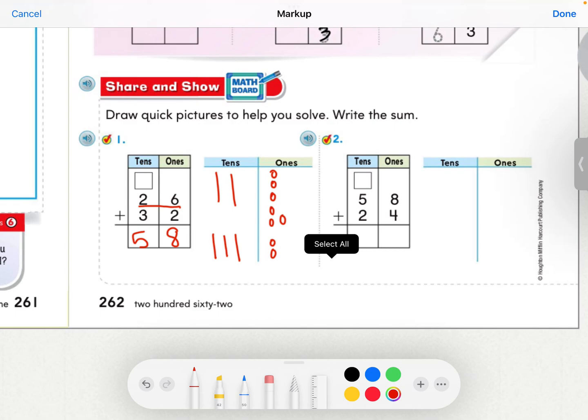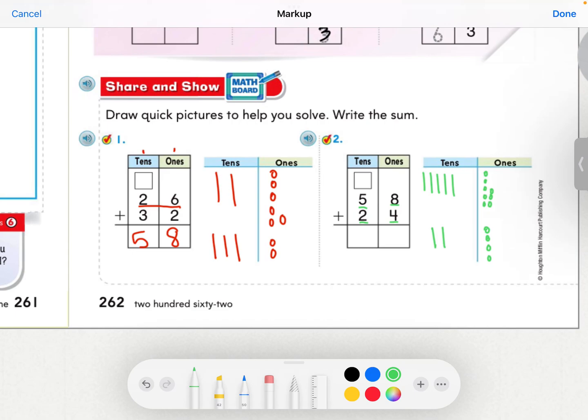And the way that they have this split up, friends, is they have tens and ones. So they're just labeling the different parts of the add-ins. Okay, now let's take a look at number 2. Number 2, my math problem is 58 plus 24. My first job is to draw quick pictures of my add-ins. So I'm going to draw 5 tens and 8 ones to represent 58. Now I'm going to draw 24, which is 2 tens and 4 ones.